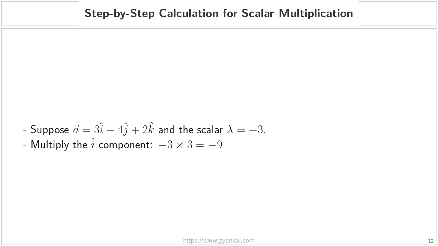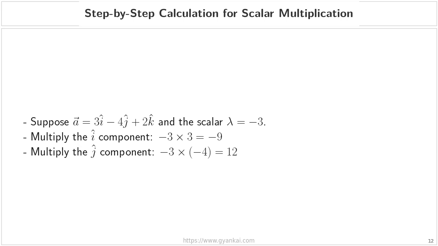Step-by-step calculation for scalar multiplication. Suppose we have a vector, let's call it vector A, which is defined as 3i minus 4j plus 2k. We are going to multiply this vector by a scalar lambda, which is equal to negative 3. First, let's look at the i component. We multiply negative 3 by 3, which gives us negative 9i.